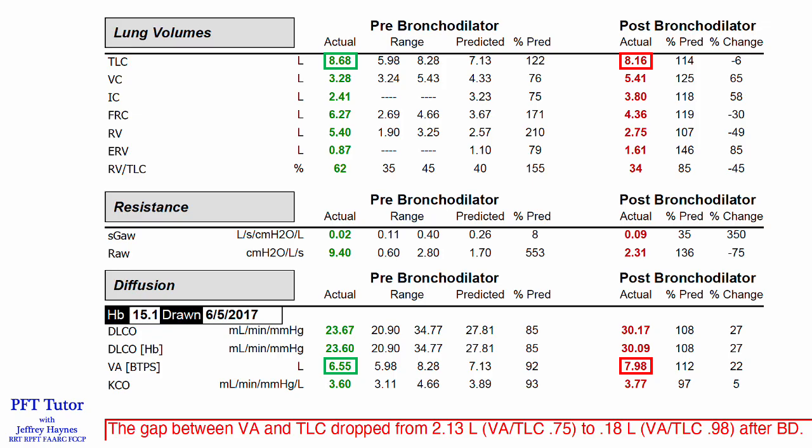So in this particular patient, their total lung capacity was 8.68 liters, and their alveolar volume was 6.55, so their VA to TLC ratio was 75%. And then after bronchodilator, you can see that the gap got much smaller, down to 180 mLs, and the ratio is then 0.98 after bronchodilator.